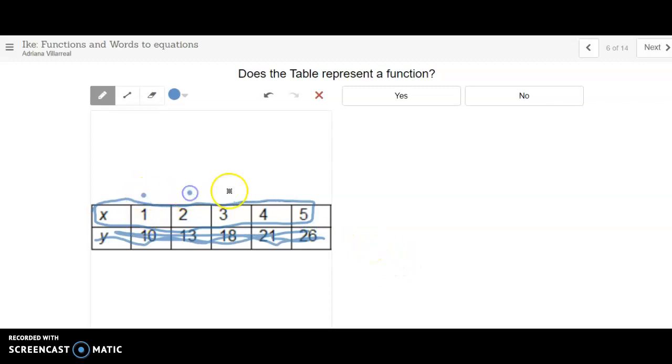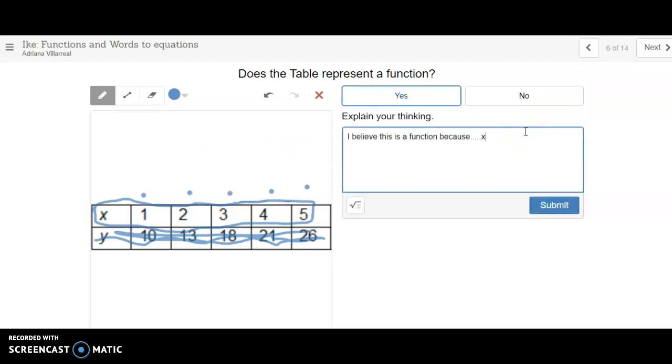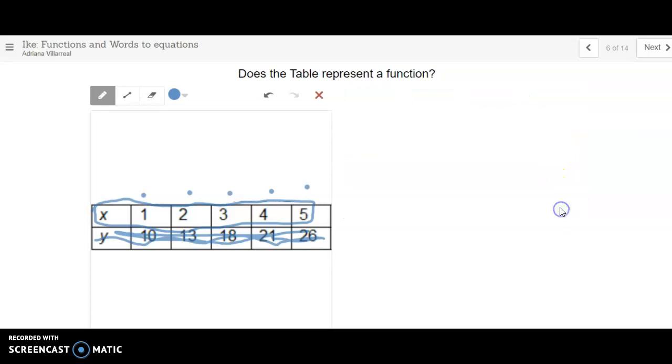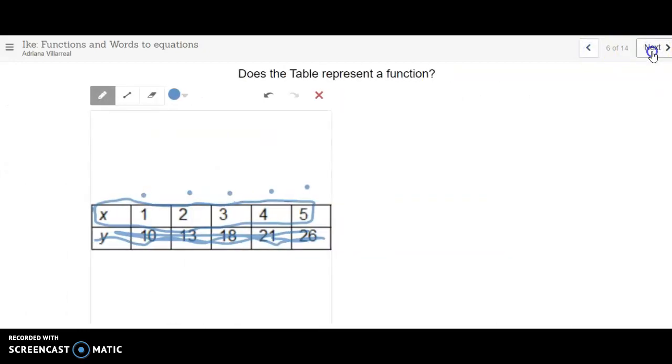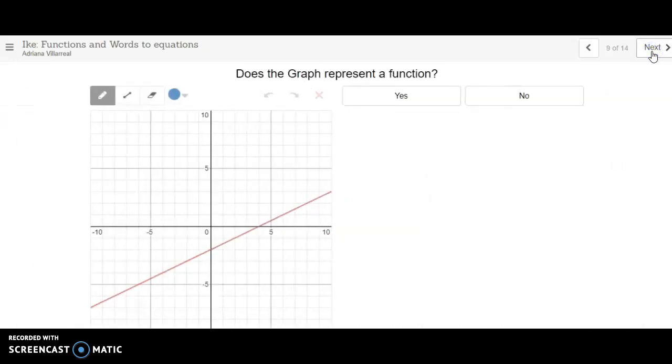So because all of my X's are different, there are no repeats, right? No repeats mean yes, it's a function, okay? So X does not repeat, and that'll work for me. All X's are different. Okay, something along those lines that tell me you know that X is not repeating. Okay, you can pause the video, go back and do slide number 4 and 5. And then we're moving on to slide number 9.